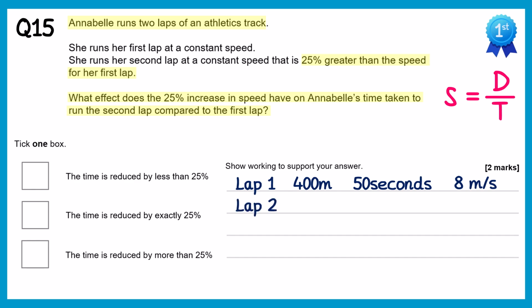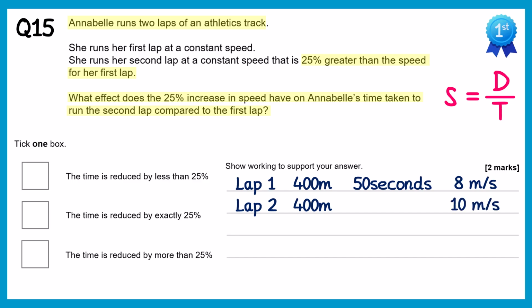Then we think about the second lap. Well, the distance can't have changed because it's the same track, so it's still 400 meters. But we know the speed is going to increase by 25%. If you do 25% of 8 meters per second, you get 2 meters per second. And if we add this on, we end up at 10 meters per second.